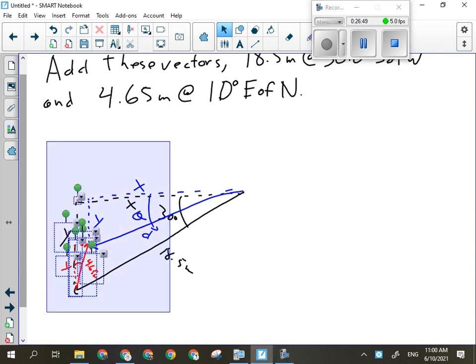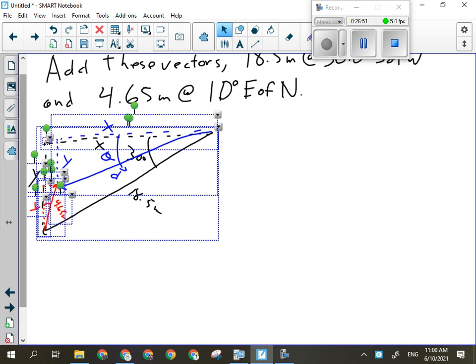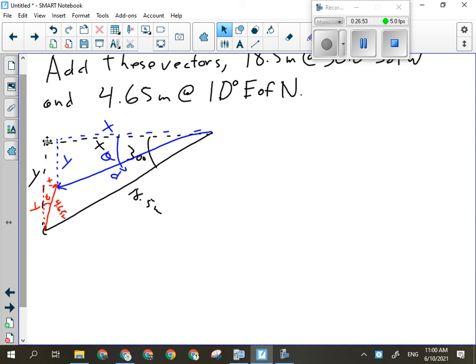Okay, so let's walk through what this is going to look like in terms of how we solve it. Once we have the diagram drawn, the next thing to do is to calculate all the x's and all the y's, so break all the vectors down into their x and y components. Black x: this side of the black triangle is the adjacent side to the 30 degree angle, so that's going to be the cos of 30 degrees times 18.5 meters.